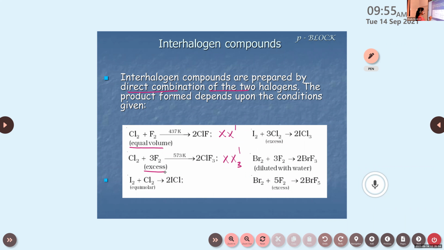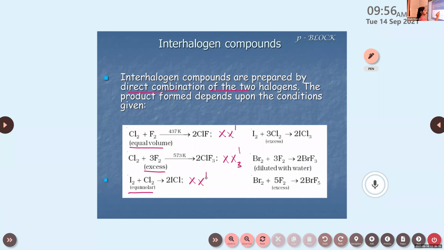And the third one is about the combination of iodine and chlorine. Equimolar means equal amounts by molarity. In the case of iodine and chlorine, when they combine together, ICl is formed. Here also the formula is XX'.